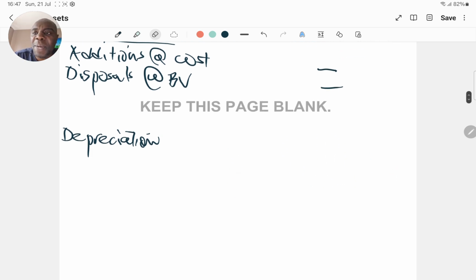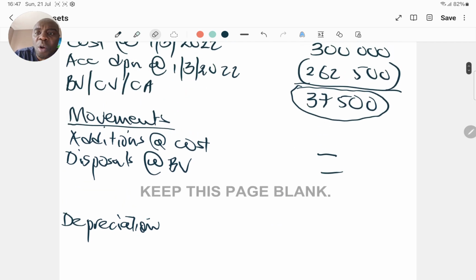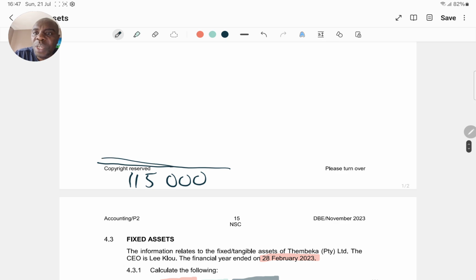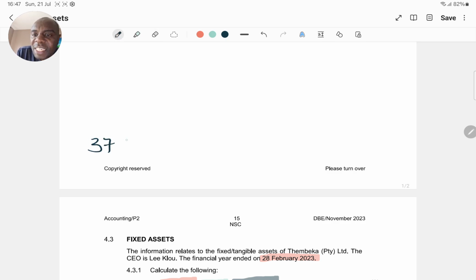So what is therefore my depreciation supposed to be? You take your book value, which is 37,500. Okay? So how much is the depreciation supposed to be so that this asset maintains a 1 rand value? Remember, it cannot have a negative value. So how much should the depreciation be if the asset is to carry a book value of 1 rand?